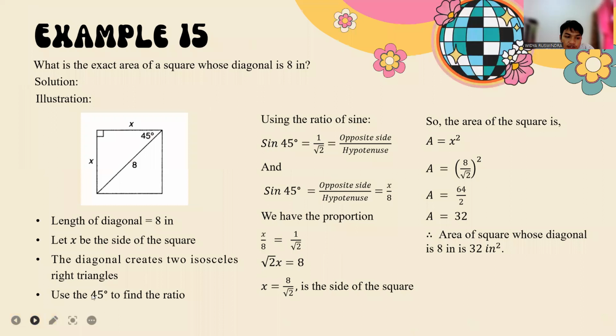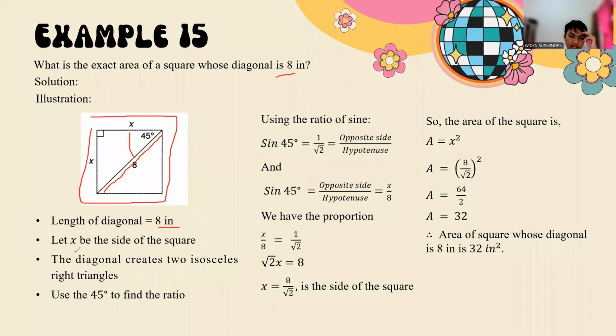That is example 15. What is the exact area of a square whose diagonal is 8 inches? So this is an illustration. This is a square with an 8-inch diagonal, and we have a 45 degree angle. Let x be the side of the square. The diagonal cuts the square into two isosceles right triangles, and we use the 45 degree angle to find the ratio.